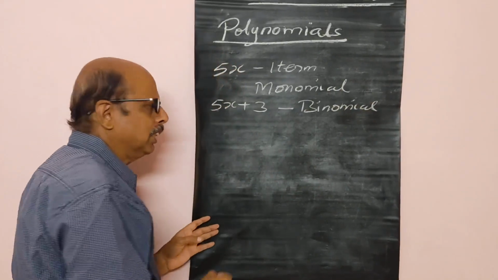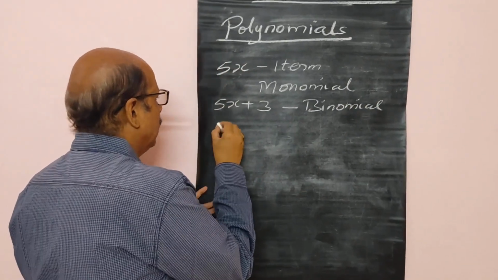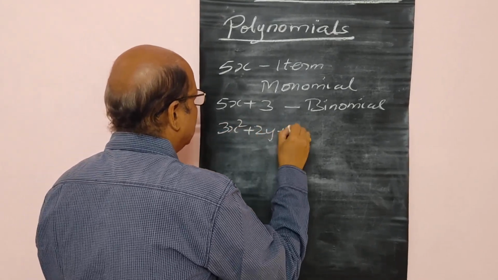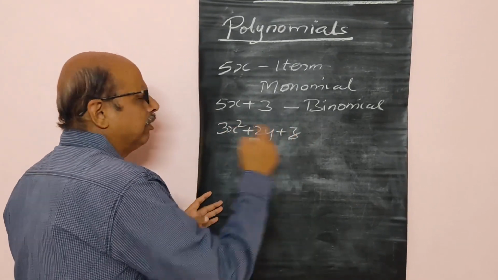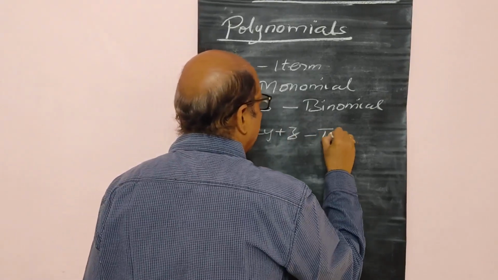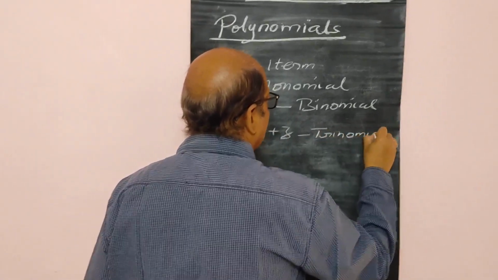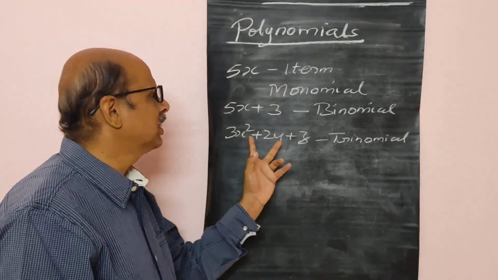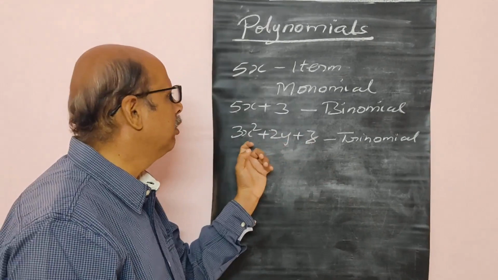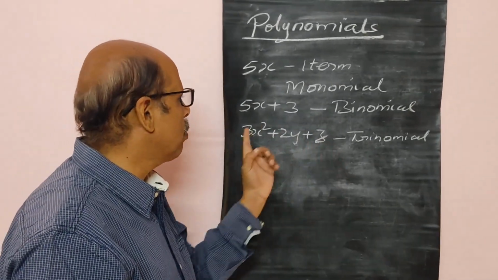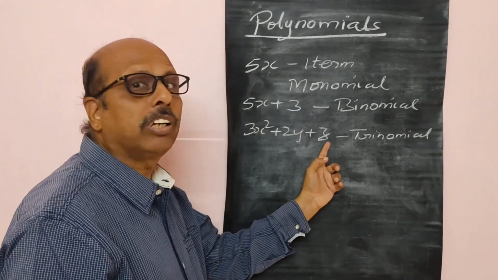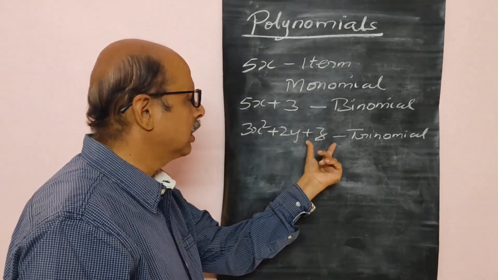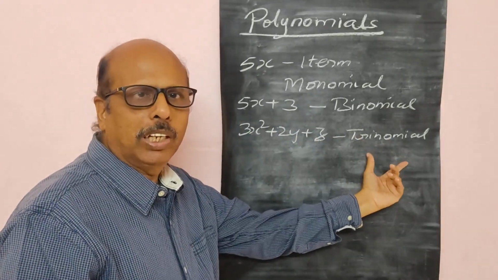If the expression has three terms, say 3x square plus 2y plus z, then it has three terms, and it is called a trinomial. Monomial, binomial, trinomial do not have the same variables. They can have different variables. Here I have used three variables x, y, z, but this is the first term, this is the second term, this is the third term. So it is called a trinomial.